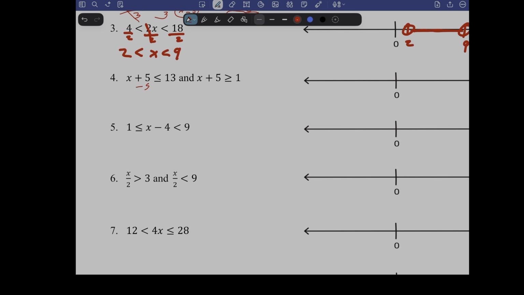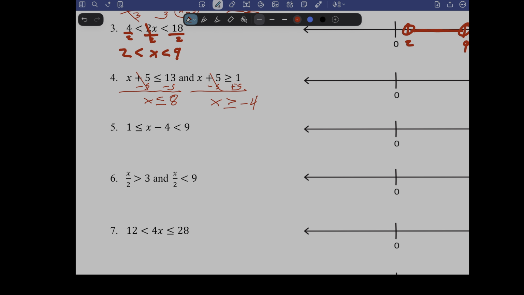So on this right here, I'm going to subtract 5 from both sides, and I'm going to get x is less than or equal to 8. Okay, now I'm going to do the next one. I'm going to subtract 5 from both sides, and I'm going to get x is greater than or equal to -4. Out of line, change the sign if that helps.